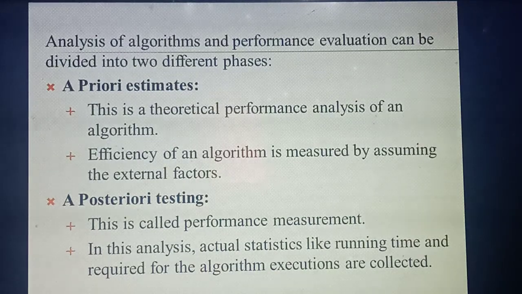So now you are not going to implement anything. Before implementing, by your assumptions you give some values and calculate the efficiency: this much efficiency this algorithm will have. That is called what? Priori estimates. Okay, posterior estimates means just the opposite.